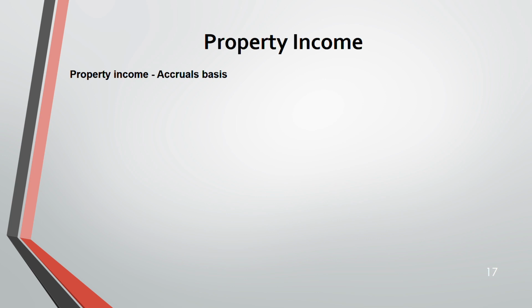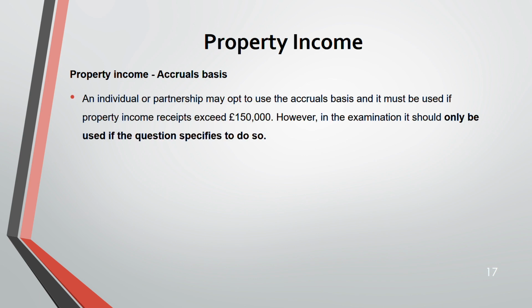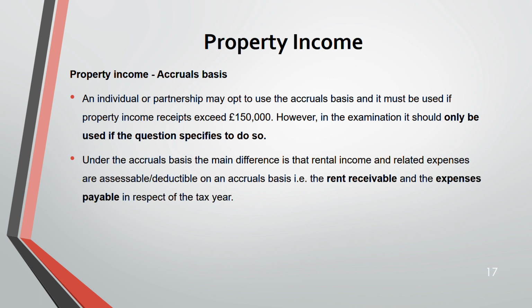Next is accrual basis. All this while we have been going through cash basis. That does not mean we can't prepare property income based on accrual basis. We can also prepare on accrual basis. So now we'll see how it differs when we calculate property income using accrual basis compared to what we have studied, which is cash basis. Under accrual basis, your property income receipts should exceed 150,000. In your exam, it should only be used if the question tells you to. Otherwise, the general rule is the moment your property income receipts exceed 150,000 pounds, you automatically have to use accrual basis.